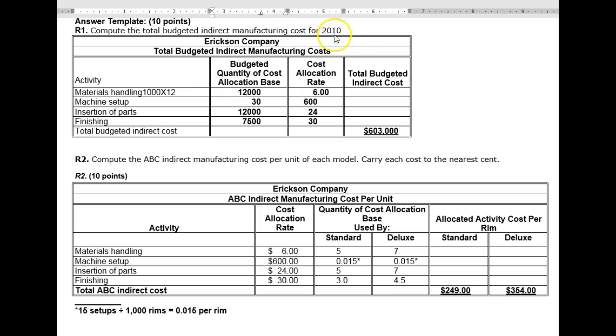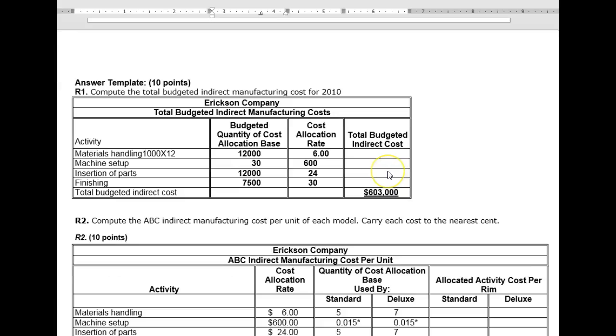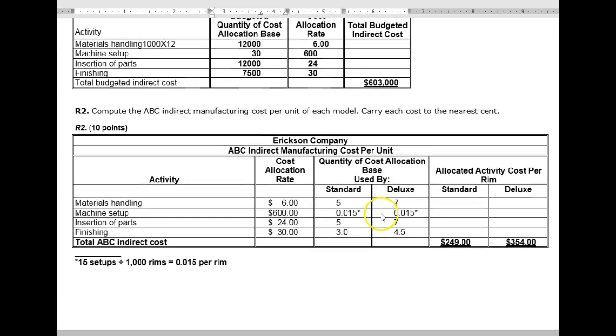So now this is for the entire indirect. So now you're going to look at indirect per unit. So for material handlings, again, you're carrying down 6,600, 24, and 30. And you're bringing over those cost elements from up here, 5 and 7. But now, instead of doing 1,000, we're doing 1. So you've got to divide those setups by 1,000, and you'll come up with 0.015 for each one of those.